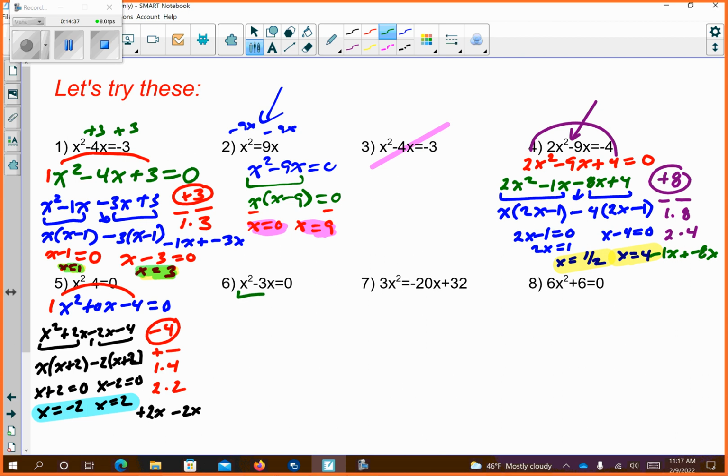It's equal to 0, but is there a greatest common factor between these? If so, what's the greatest common factor? X. So I get x and x minus 3. That's equal to 0. So this x is just going to be x equals 0. There's one answer. And then x minus 3 equals 0. So x equals positive 3, because I add 3 to both sides. There's my two solutions.